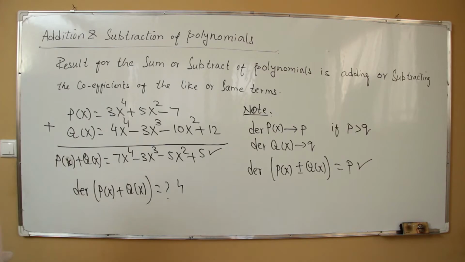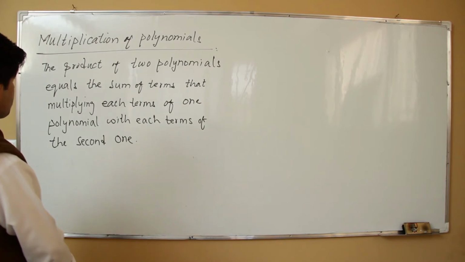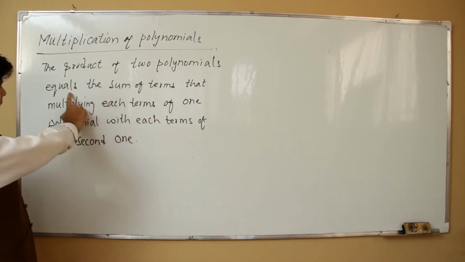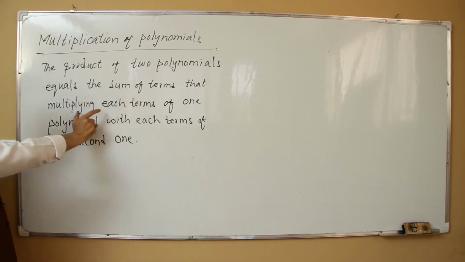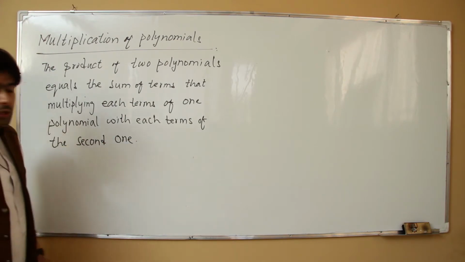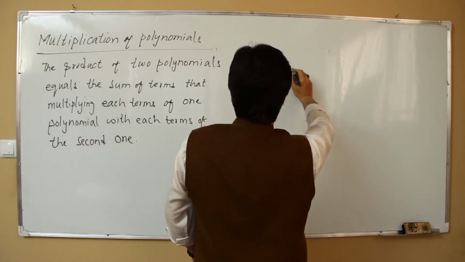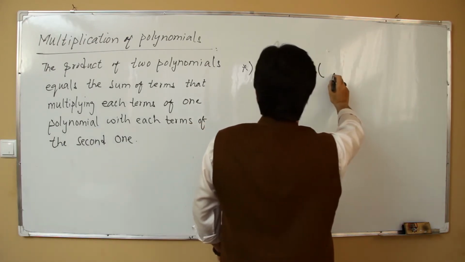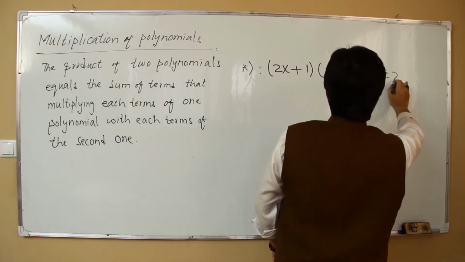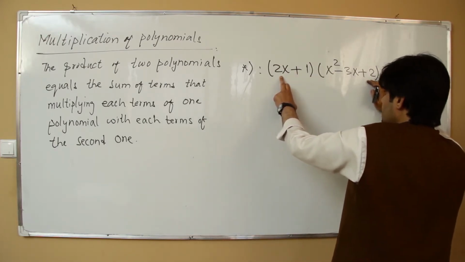Now come to the multiplication. Write it, please. Multiplication of polynomials: the product of two polynomials equals the sum of the terms obtained by multiplying each term of one polynomial with each term of the second one. What does it mean? For example, we have 2x plus 1 multiplied with x squared minus 3x plus 2. Now try to multiply each part of the first polynomial with each part of the second one.